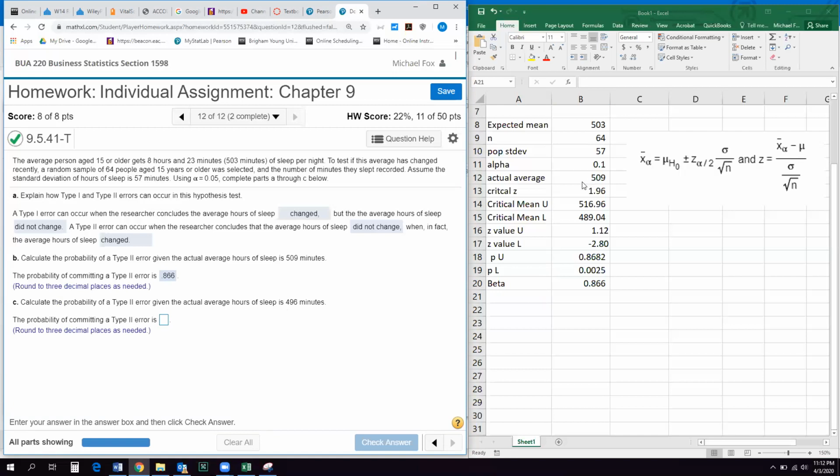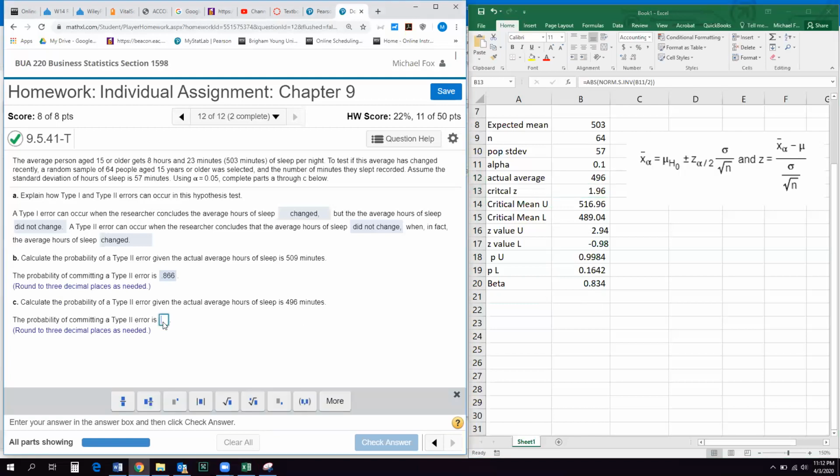I have my formula, everything's in there. I've created my own calculator, so I'm just going to put in 496. It recalculates everything for me, and my new beta is 0.834.